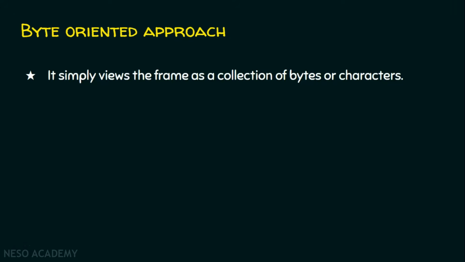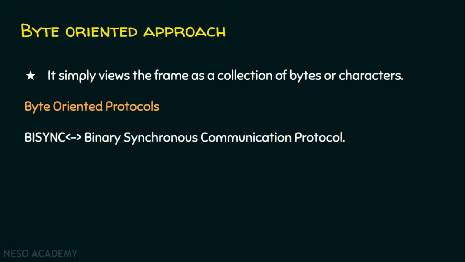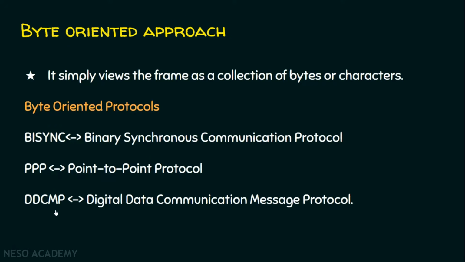What are the protocols that are there in byte-oriented approach? We have 3 main protocols. Byte-oriented protocols include: number 1, BISYNC. It is binary synchronous communication protocol. Number 2, it is PPP, which is also called as point-to-point protocol. And the last one is DDCMP, which is digital data communications message protocol. In today's session, we are focusing only on the first protocol, which is BISYNC, binary synchronous communications protocol.